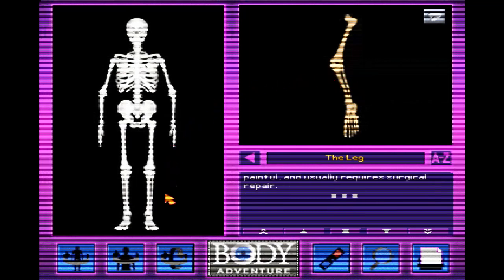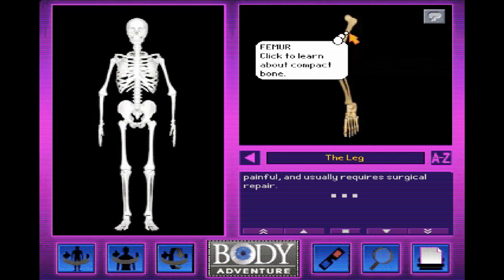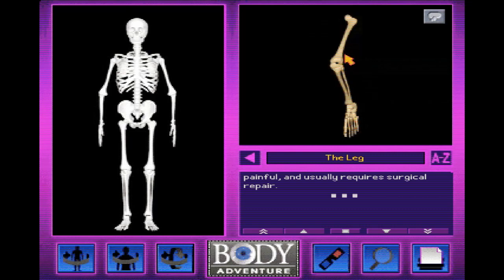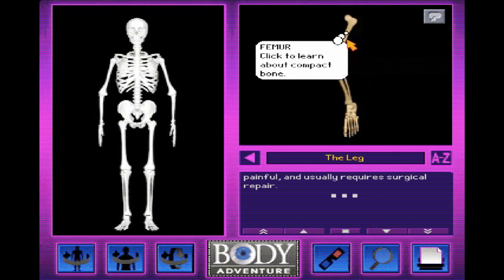Okay, moving on. We can check out the tibia fibula. You can learn more about the femur, and we can click to learn about the foot and ankle. Start with the femur, and then we go look at the foot and ankle afterwards.